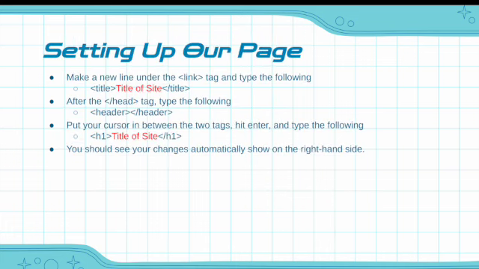So, setting up our page. Make a new line under the link tag and type the following: title of site, or whatever you could write, like my favorite puppies or my lemonade stand, and then a closing title tag. And then after the closing head tag, type the following: opening header tag, closing header tag. You'll want to put your cursor in between those two tags, hit enter, and type the following: opening H1, title of your site, closing H1. You should see your changes automatically showing on the right-hand side.